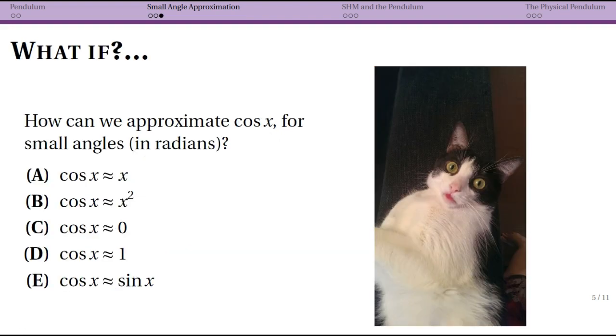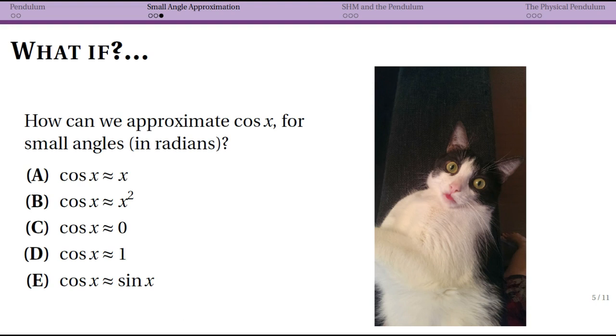Now, the Taylor expansion is something general in math, that you can do for any function. And so we've been talking about sine of theta up till now, and I briefly want to talk about cosine. So how could we approximate cosine of theta, or x, for small angles? Again, remembering that we must do this in radians. So pause the video, select your answer, and then I'll tell you.